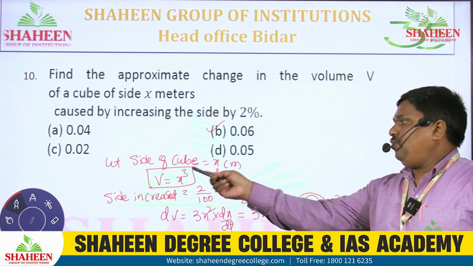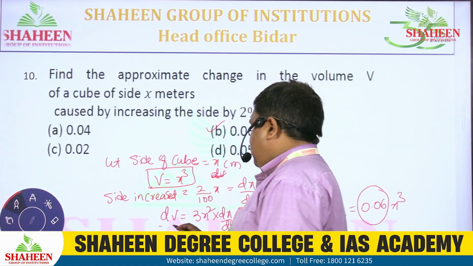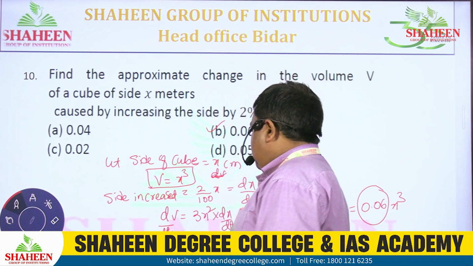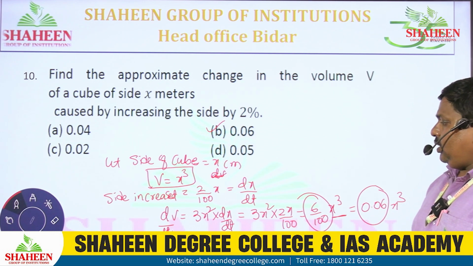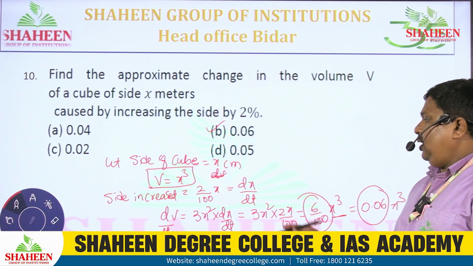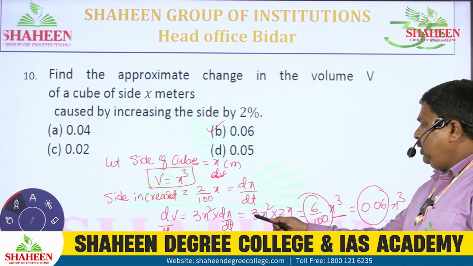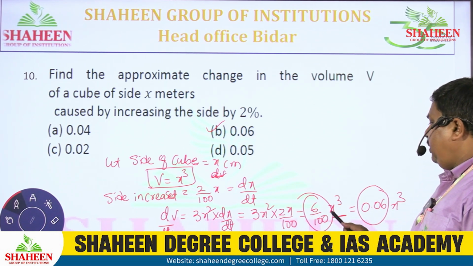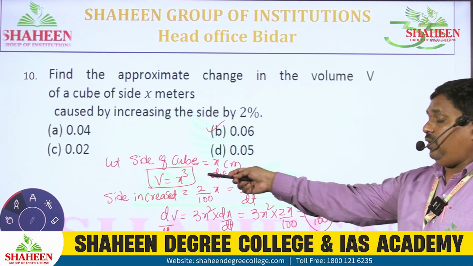Then the volume V is equal to x cubed, and its derivative dV by dt is equal to 3x squared into dx by dt. Here the dx by dt value is 2x by 100, substituted here. This becomes 3 into 2 by 100, and x squared into x becomes x cubed. This x cubed is the given volume.